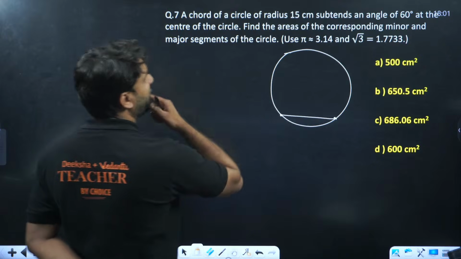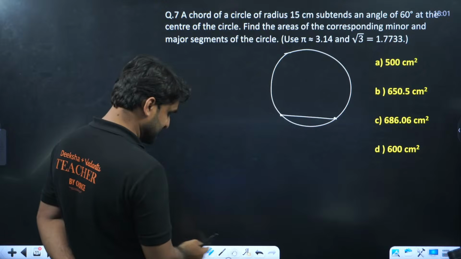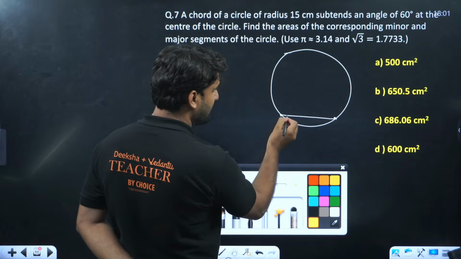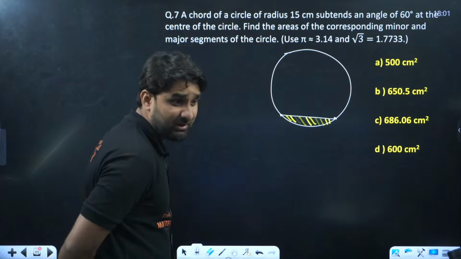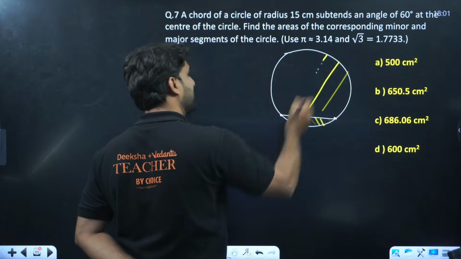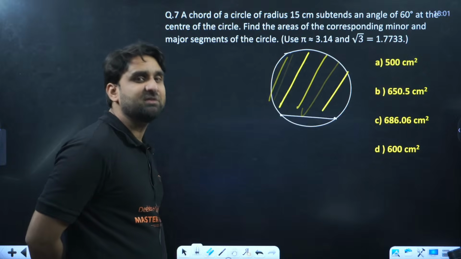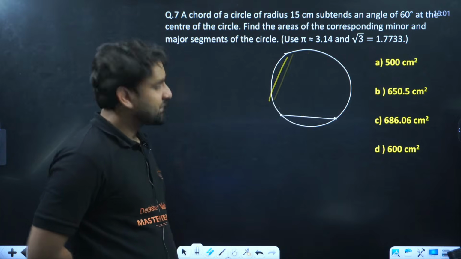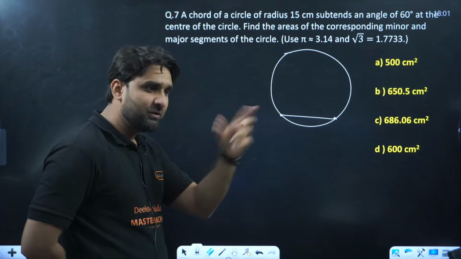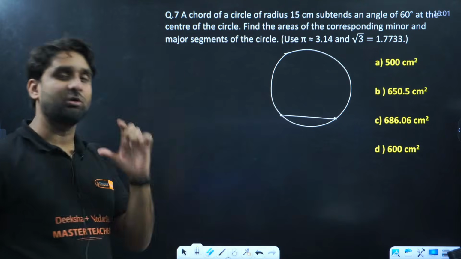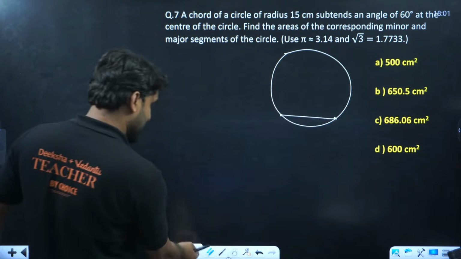Find the area of corresponding minor and major segment. Do you know segment? This part is called segment, guys. A smaller segment is called minor segment, and this entire part is called major segment. Clear? Segment is made by a chord. If you draw a chord, the entire circle will be divided into two parts. Both the parts are called segment. The smaller part is called minor segment and the bigger part is called major segment.